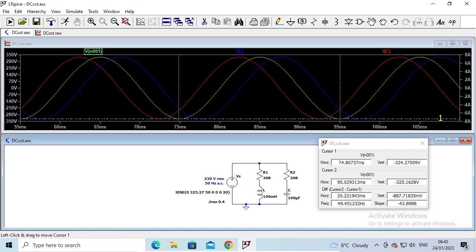The major difference between the branches actually isn't the amplitude, because the amplitude of the current in the two branches is very similar. The difference is when they reach their peak. So you can see that the red waveform, which is the capacitor current, reaches its peak earlier than the supply voltage, whereas the inductor current reaches its peak after the supply voltage has reached its peak. So there's a phase difference between these. That's the word we would use to describe it.